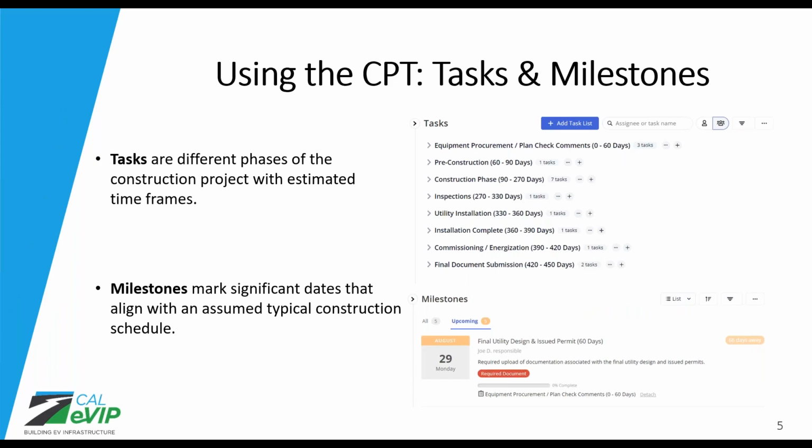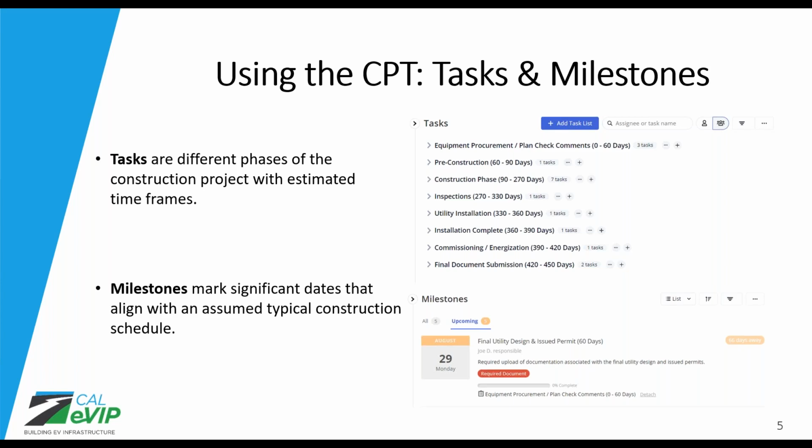So once you're inside the tool, there are tasks and there are milestones, and we will go through this in more detail in the live walkthrough at the end. Tasks are the smaller tasks, obviously, within the construction project. Things like we submitted our permit, we ordered equipment, we scheduled inspection, things like that. And there are 16 of those in a typical 450-day DCFC project.